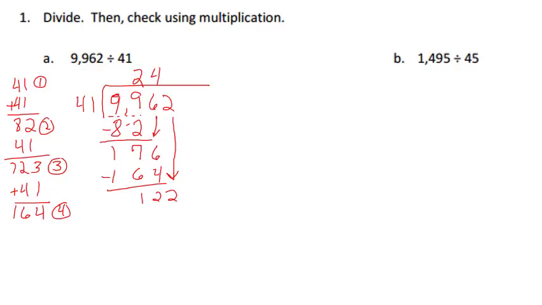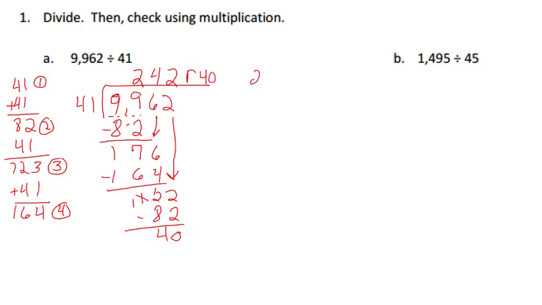And we can see it can't be the third multiple because that's 123. So we have to go back to the second multiple, and we're going to subtract 82. And we do our regrouping, and we get 40. So it'll be 242, remainder 40.